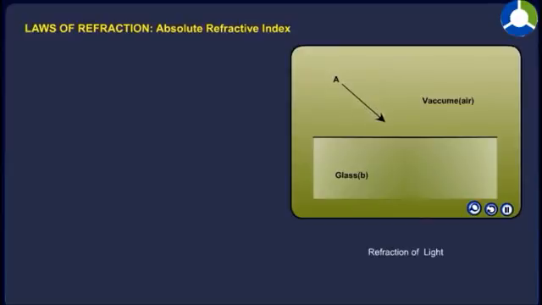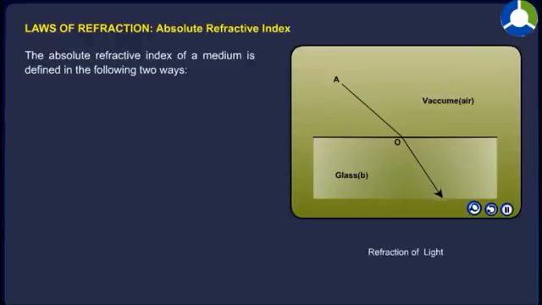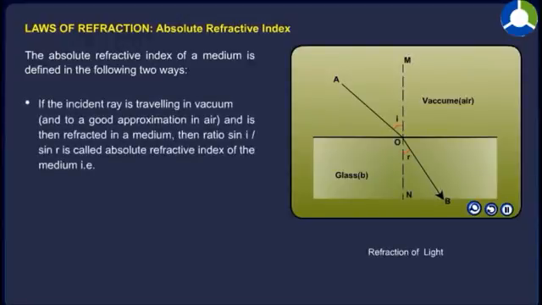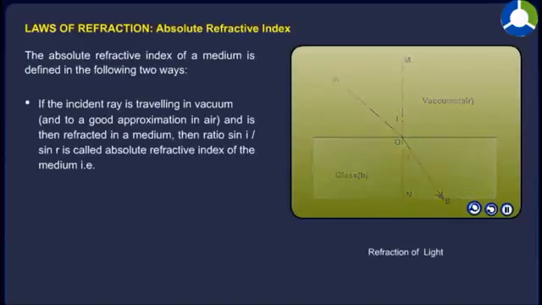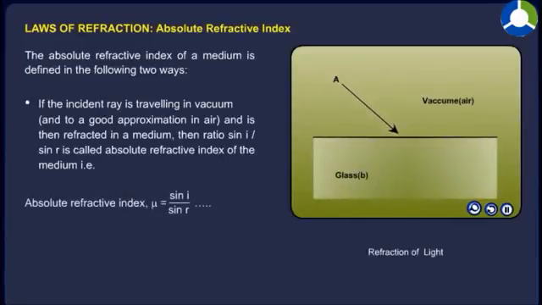Laws of refraction. Absolute refractive index. The absolute refractive index of a medium is defined in the following two ways. If the incident ray is traveling in vacuum, and to a good approximation in air, and is then refracted in a medium, then the ratio sin I by sin R is called the absolute refractive index of the medium, that is, absolute refractive index mu is equal to sin I by sin R.